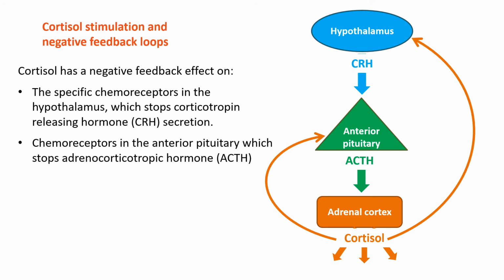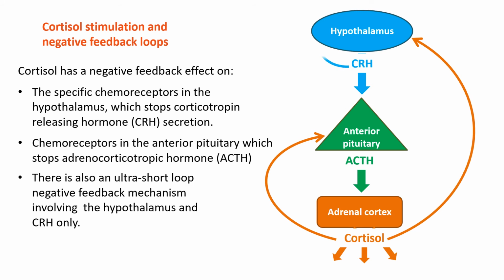In addition, we have a loop where cortisol has a negative feedback effect on the anterior pituitary. So here we have the anterior pituitary again having chemoreceptors. In this case, they're chemoreceptors for cortisol. Too much cortisol bound to the chemoreceptors, the anterior pituitary will stop secreting adrenocorticotropic hormone, ACTH. There's also thought to be an ultra short loop, a bit like our TRH one, where CRH is monitored by chemoreceptors in the hypothalamus, and if CRH is high, the hypothalamus will stop secreting CRH.